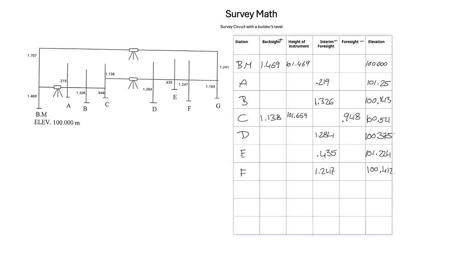Okay, now we're looking forward to G. Now let's see if there's anything special here. Well, it looks like we have a foresight, and then after we're moving our instrument again, so we're also going to use G as a backsight, which means it's called a turning point, which also means that it has to go into the actual foresight column. And I'll show you why exactly at the end here, because we can do a little math to double check if we did things right.